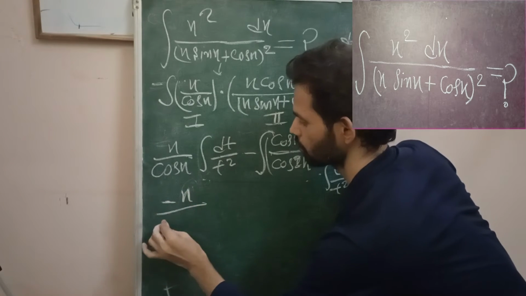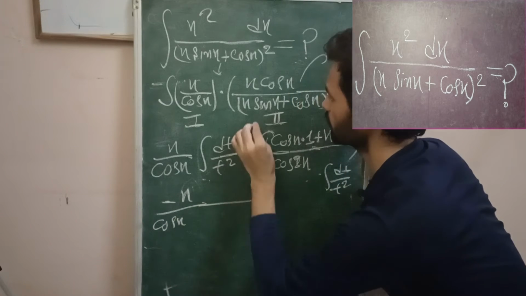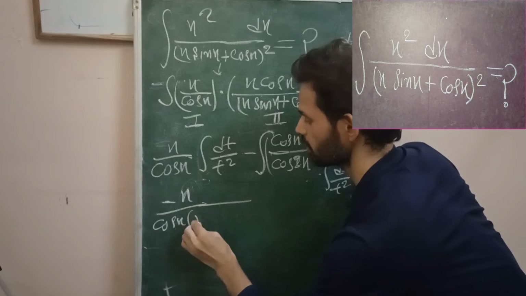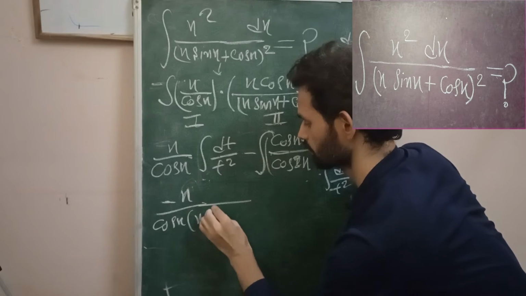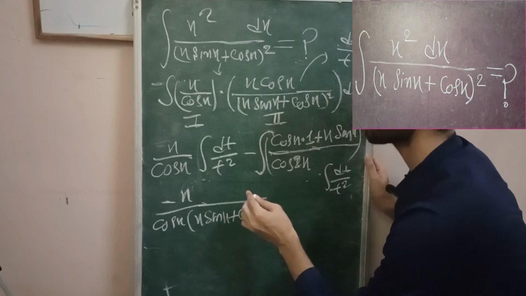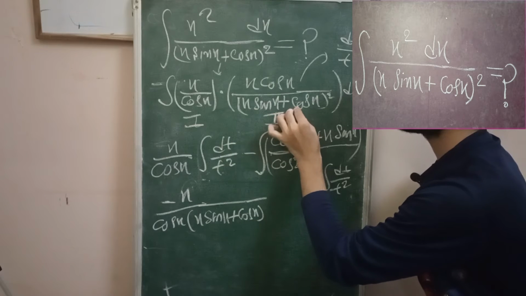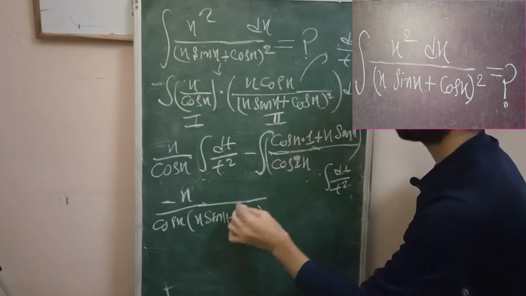x by cos x, x by cos x. What is t? The value of t is this. Just put here x sin x plus cos x. As we have seen last time, the value of t is x sin x plus cos x. We have kept this as t. So this is the first term.